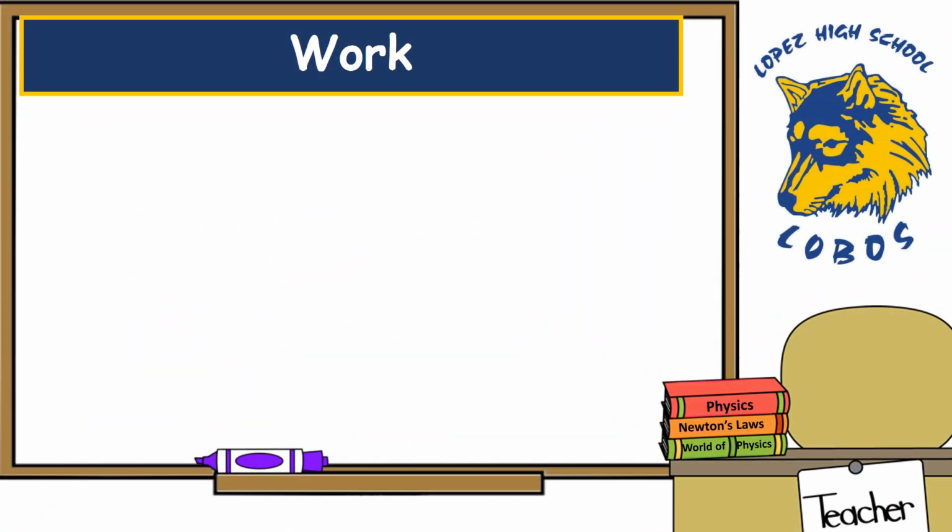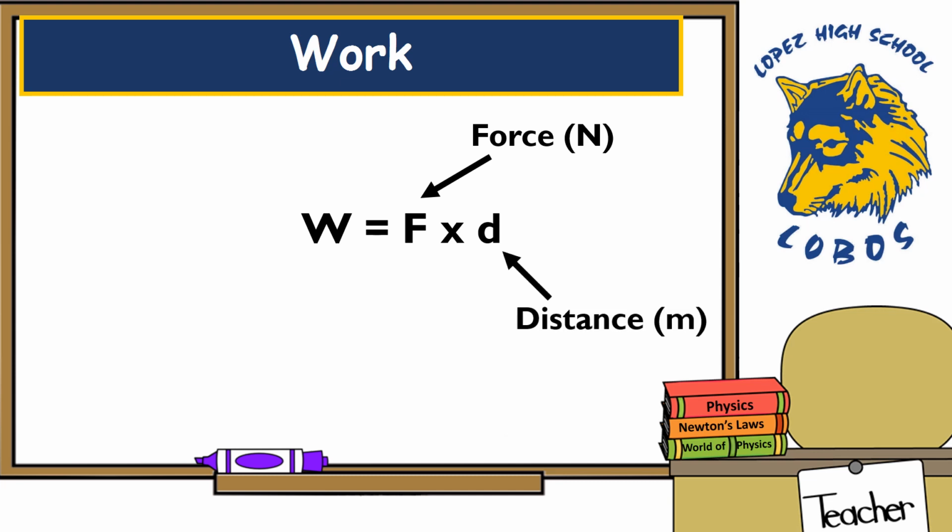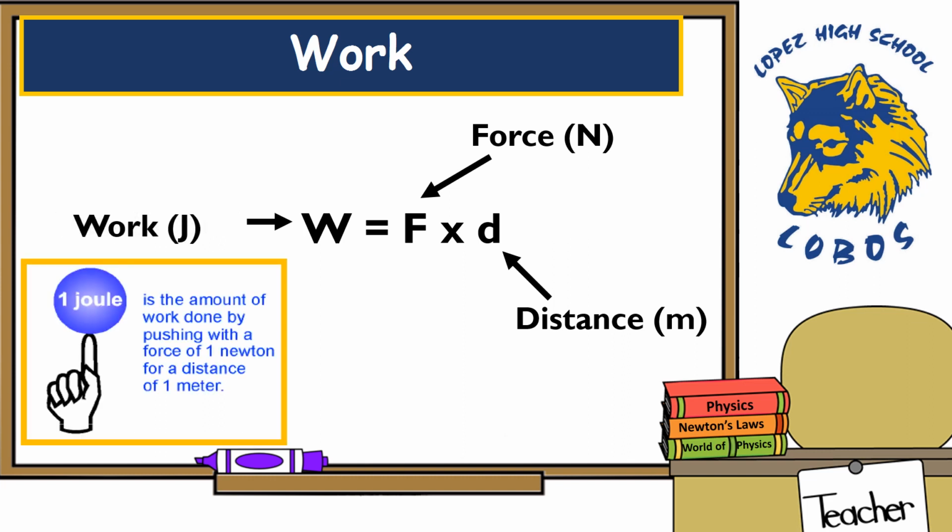So now that we know how to identify if work is actually being done, now we need to know how to calculate this work that's being done. And to do so, we need to know this formula. Work equals force times distance. Notice that the units for force are newtons and the units for distance is meters. Therefore, the units for work should be newtons times meters. However, we like to shorten this unit by simply calling it a joule, often represented with a capital J.